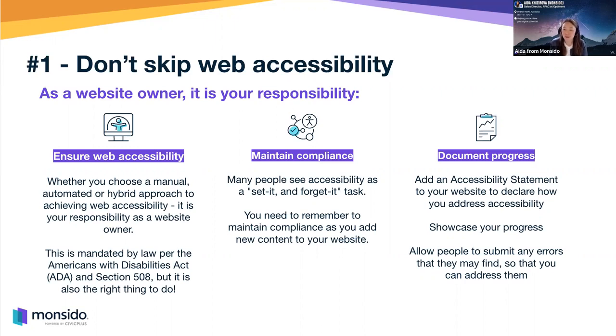And of course, it's really important to document all of that progress, because if you have an accessibility statement on your website, usually somewhere in the footer, we should have the ability to show the public that we are working on this. If you do get a complaint that something isn't working, you could always show an audit log or a history of the fixes that you've done to showcase your progress, to showcase that you do care, and that way we will allow people to submit any suggestions or errors so that we can address them.